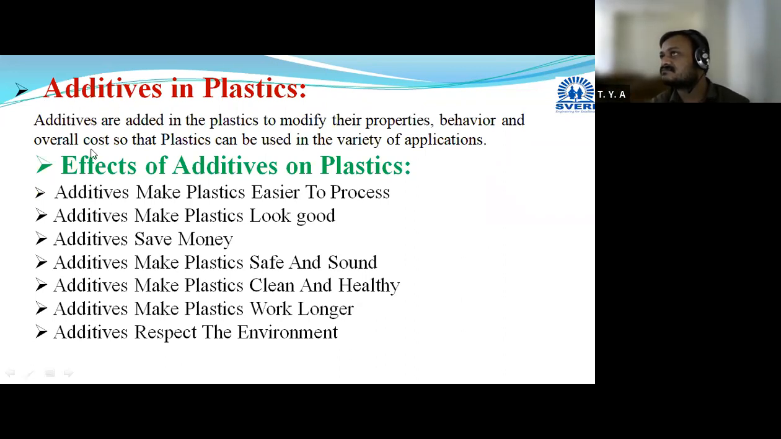You can see here. Now additives are added in the plastics to modify their properties, their behavior, and their overall cost. Okay, due to addition of that additives, what will happen? There will be some change in their properties, their behavior, in the sense that their flow characteristics will get changed, or their strength will get changed, and their cost will reduce. So why am I doing this, why do I want to change their properties, behavior, and cost? So that I can use that plastic material for a variety of applications, to enhance the properties so that it will become more useful. Okay, that's why I am adding these chemicals, which are termed as additives.